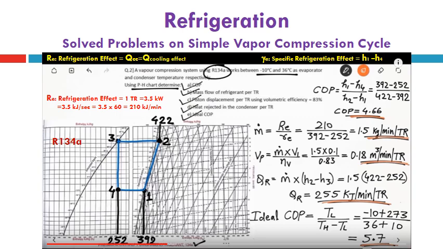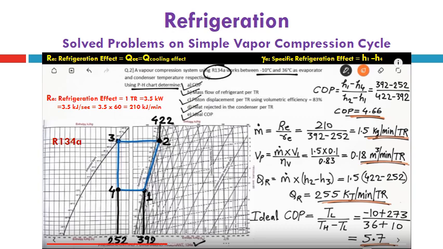The displacement volume of the compressor, Vp, equals m dot refrigerant multiplying by the specific volume at state 1, divided by the volumetric efficiency of the compressor: 1.5 by 0.1 divided by 0.83, which equals 1.18 meter cube per minute per ton.